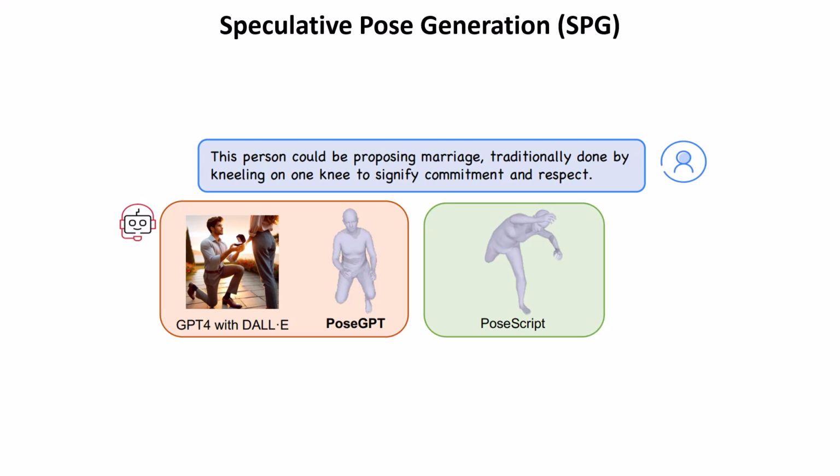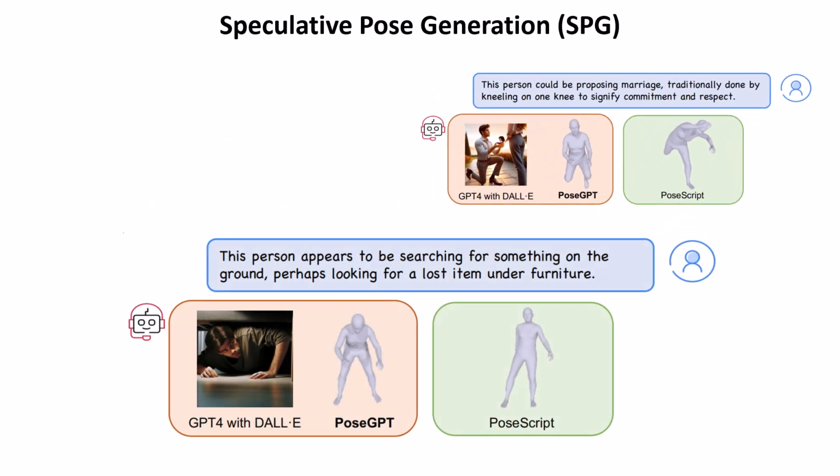Likewise, PoseGPT can generate a 3D pose from this proposing marriage. But PoseScript, since it doesn't have the ability to understand this proposing marriage, generates something that is not reasonable. Likewise, we can ask, the person appears to be searching for something on the ground. We can see that GPT-4 with DALL-E generates exactly what we want. PoseGPT also generates something that we want because it again tries to search for something on the ground. But PoseScript is not as accurate as we expect.